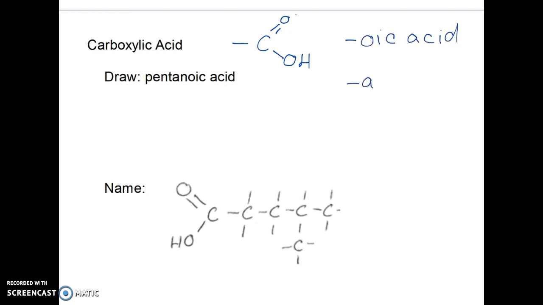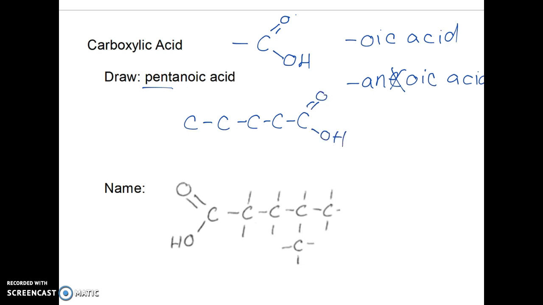So instead of putting like ane, we drop the E and it becomes anoic acid. So that'd be like methanoic acid, pentanoic acid, octanoic acid, something like that. So if asked to draw pentanoic acid, well, that's easy. We just got 5 carbons. We know it's terminal, so it's got to go on the end. Again, either end is fine, left or right. And we fill in the single bonds.